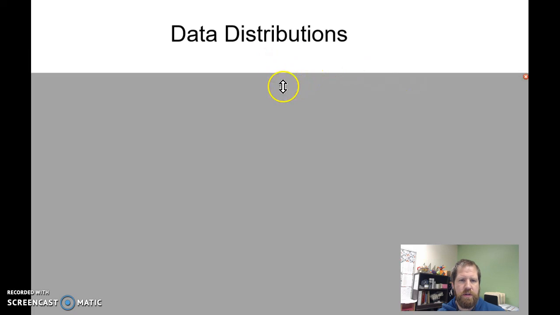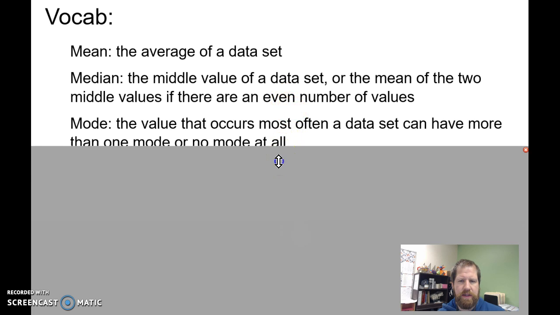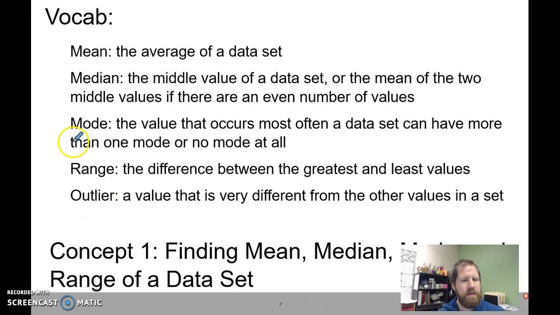Data distributions. Alright, we have a fair amount of vocab for this lesson, but I've broken it up into two sections. This first section is mostly going to be a review, and the second section, which I think has some new information, is going to be covered, I think, with concept 4.